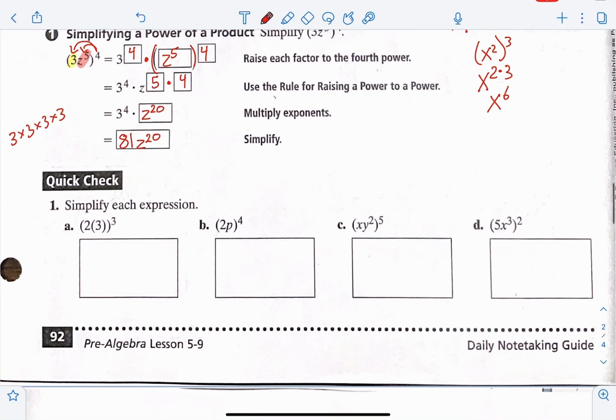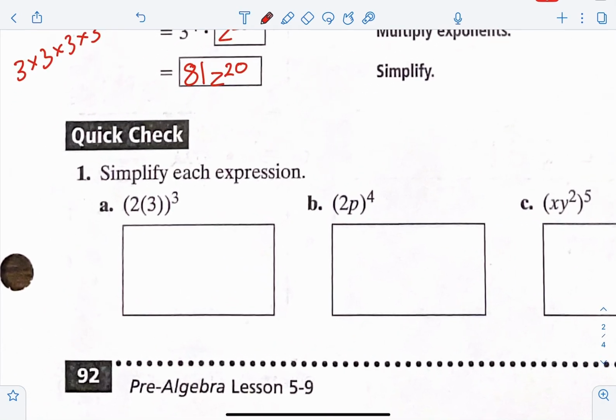So let's look at these quick checks. When they write it like this, where it has two sets of parentheses, that's the same as having a multiplier between them, right? When there are things in parentheses next to things, then they're being multiplied. So either way you write it, it's the same idea.